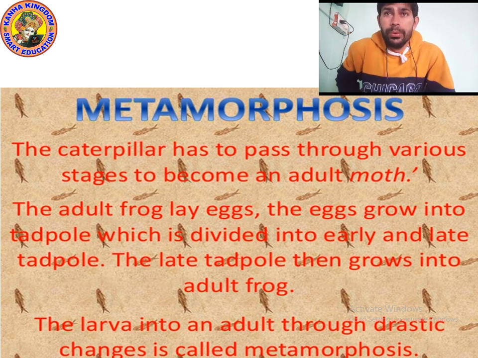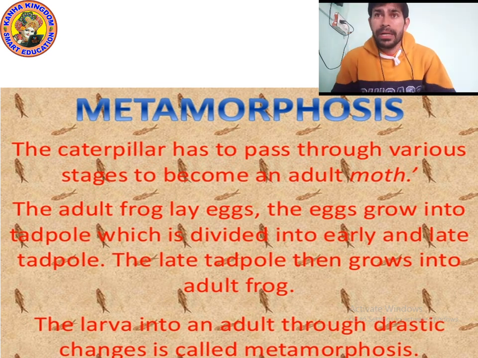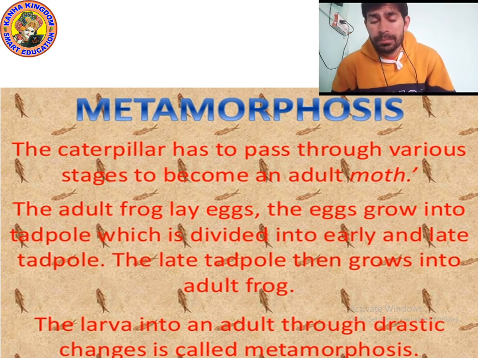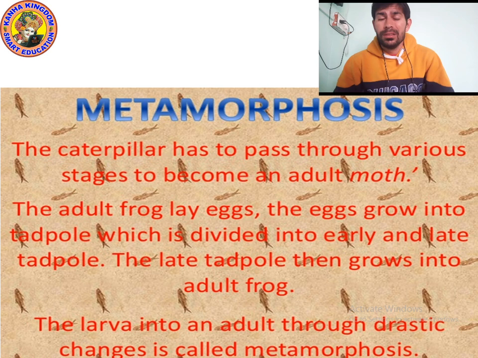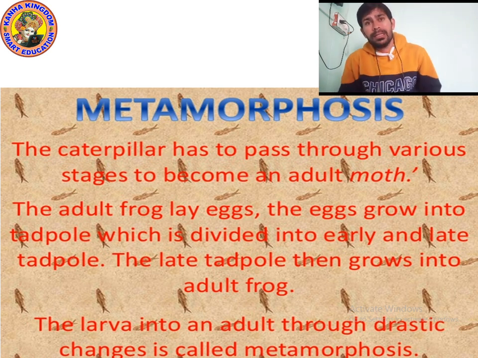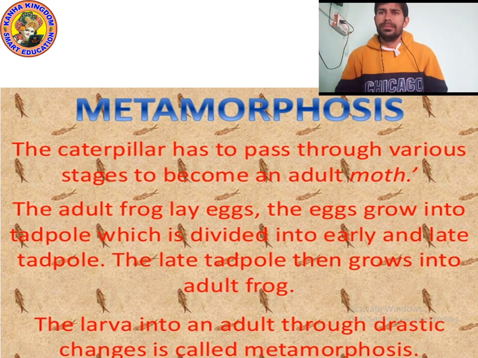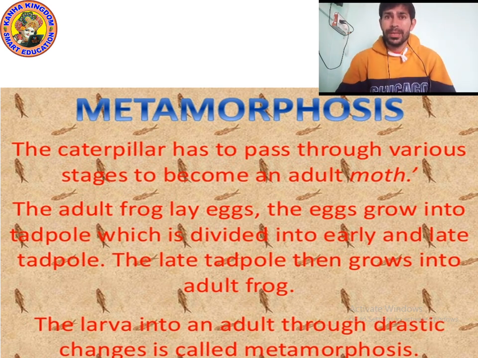Hello. So let's study the topic metamorphosis. What is metamorphosis? Metamorphosis is a process in which the larva turns into an adult through drastic changes, through many changes. It is called metamorphosis. The metamorphosis process occurs in many animals, like the caterpillar, the butterfly, and the frog.